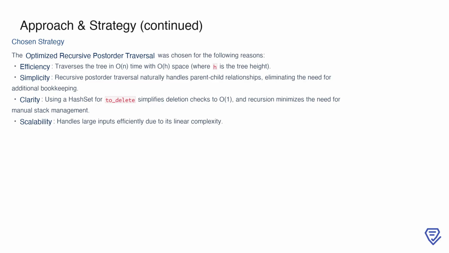First, it is efficient, with a time complexity of O(n) and a space complexity of O(h), where h is the height of the tree. Second, the recursive nature of postorder traversal naturally handles parent-child relationships, which simplifies the logic and avoids the need for additional bookkeeping. Third, by using a hash set for the to_delete set, we reduce deletion checks to constant time, further improving performance. Finally, this approach is highly scalable, as it processes large inputs efficiently without unnecessary overhead. Overall, it strikes the perfect balance between performance, simplicity, and maintainability while addressing the requirements of the problem.